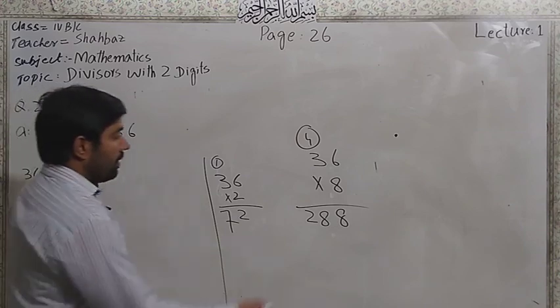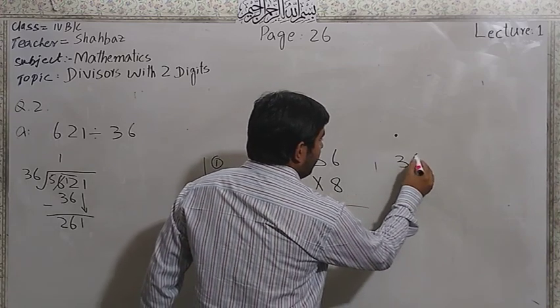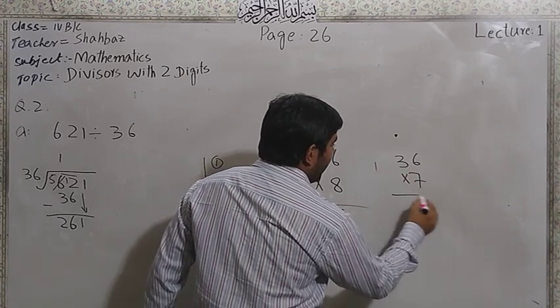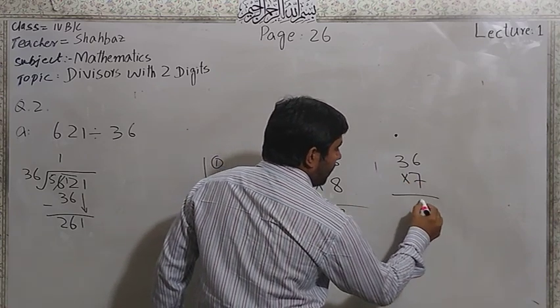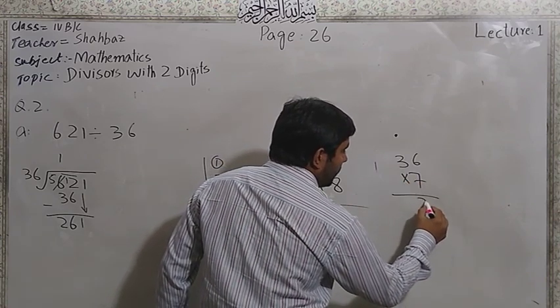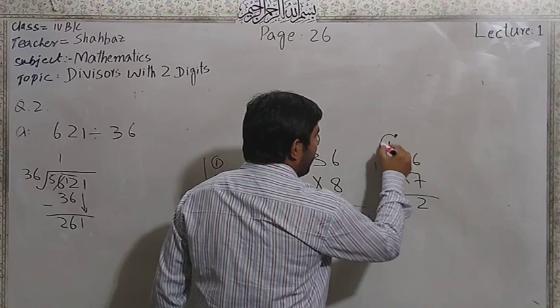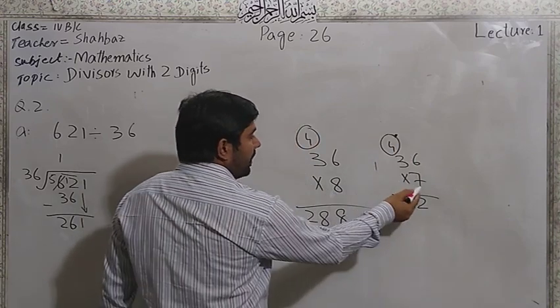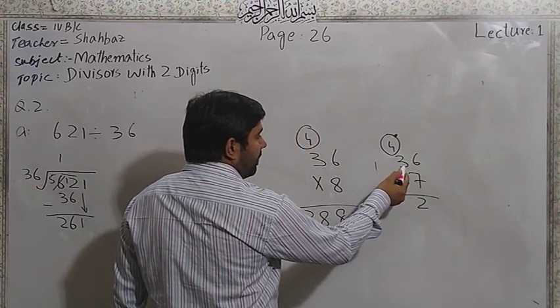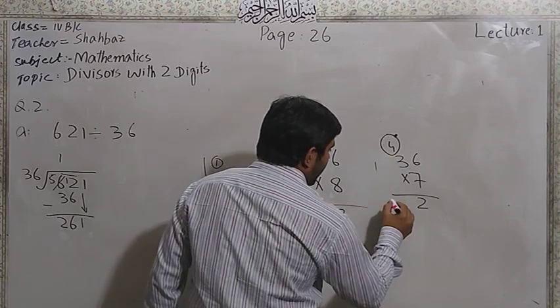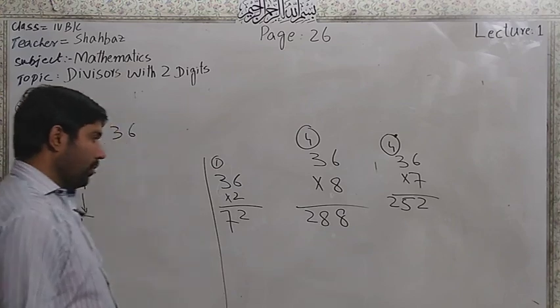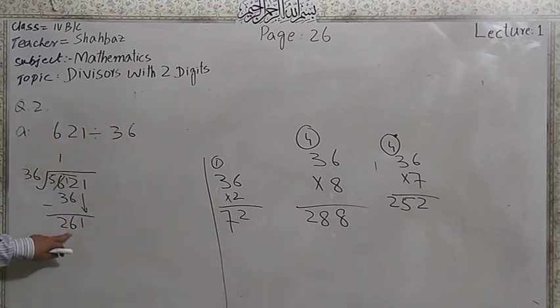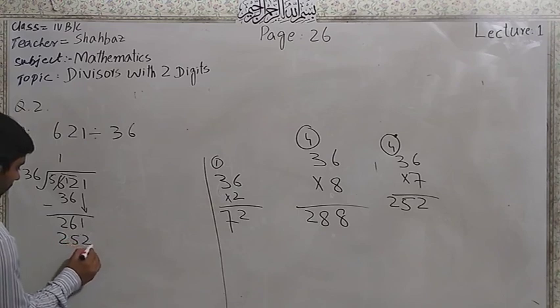261. So you will come to multiply with 7. 7 6s are 42. 2 will be here and 4 will be carried. And 7 3s are 21 plus 4, 25. Now it's 252. 252 is less than this one. We will subtract this 252.